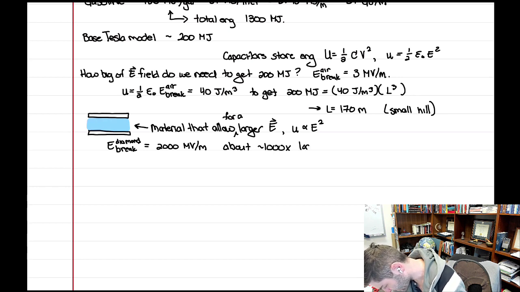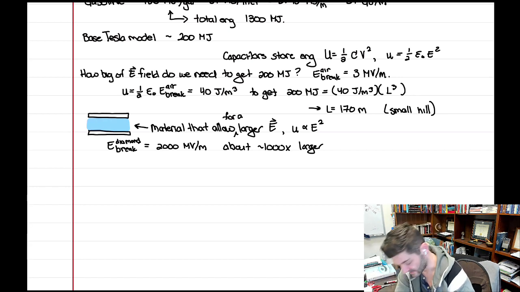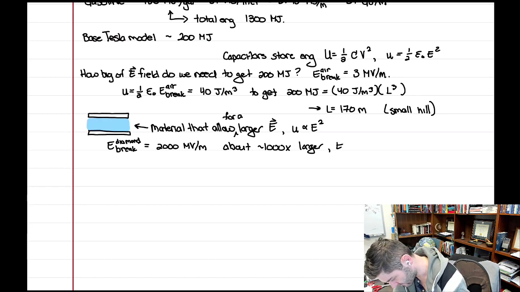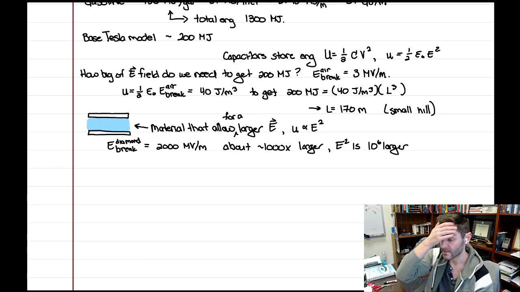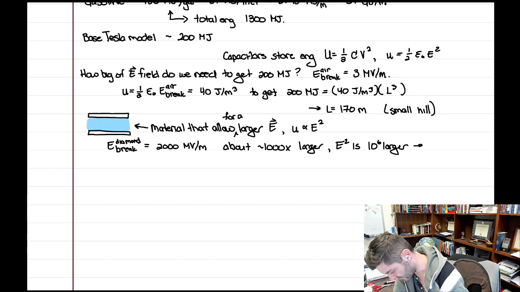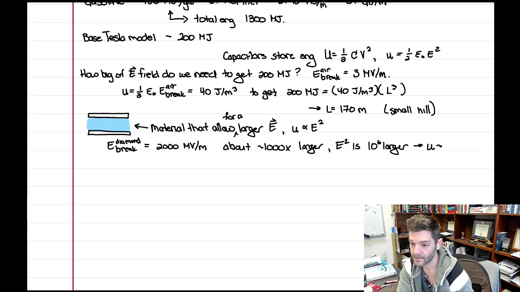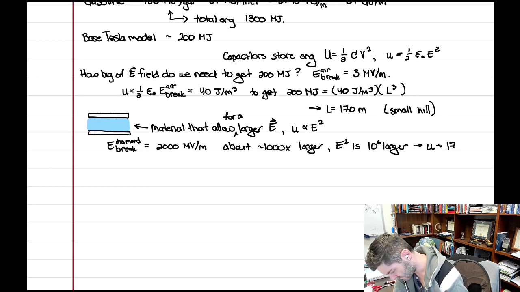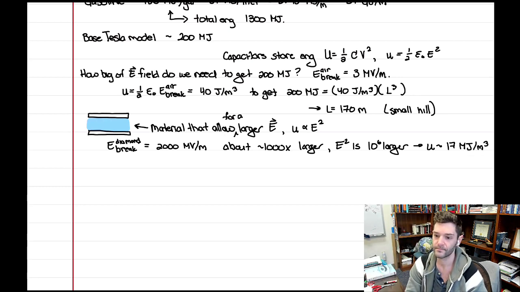Or 10 to the 3 times larger, which then means E squared is closer to 10 to the 6 times larger. It's 10 cubed, and you square the entire thing, which then results in an energy density of not 40 joules per meter cubed, but about 17 megajoules per meter cubed.